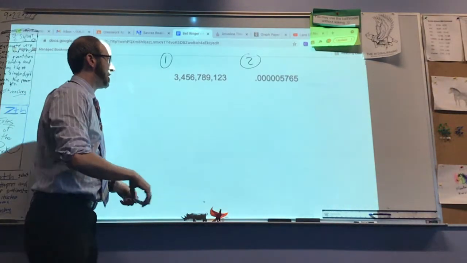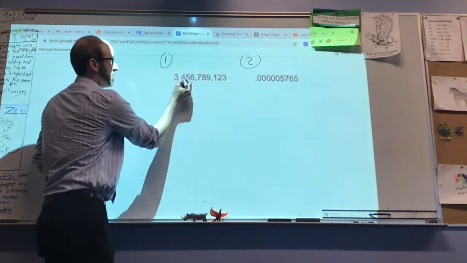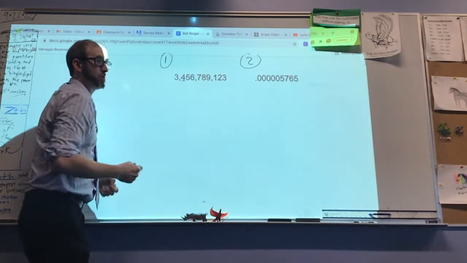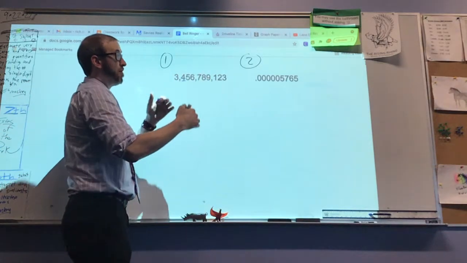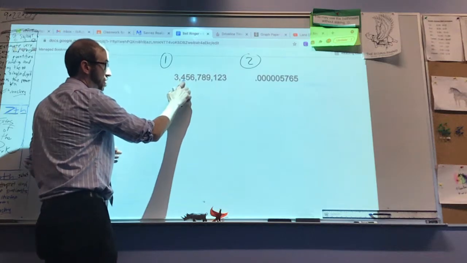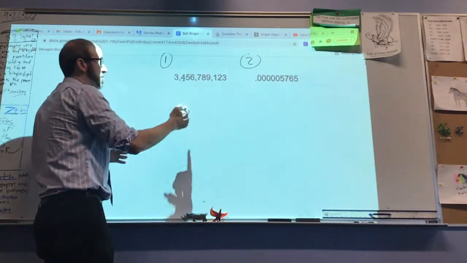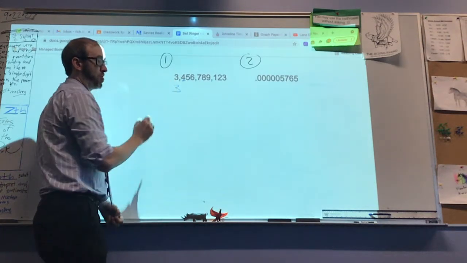digit. So 3. We have to look at the next digit to the right of it, the 4. Do we round up or do we keep it the same? If it's 5 and higher, you round up. 4 and lower, you keep it the same. 4 is 4 and lower, therefore we keep the 3 the same.